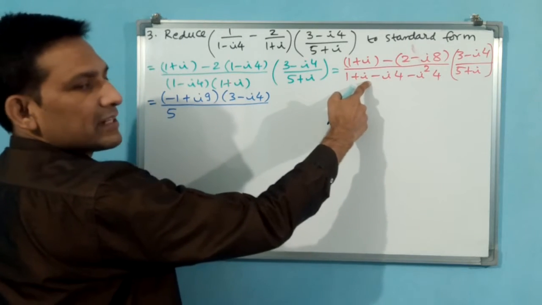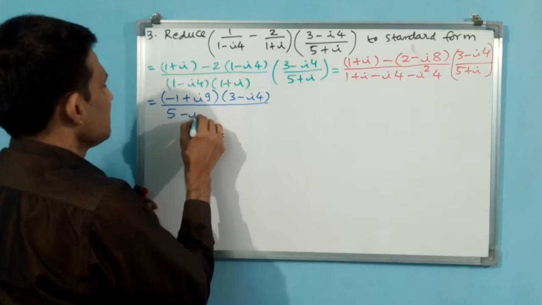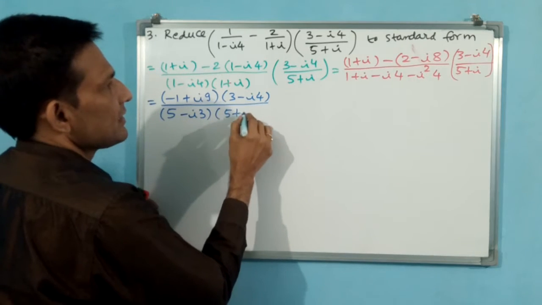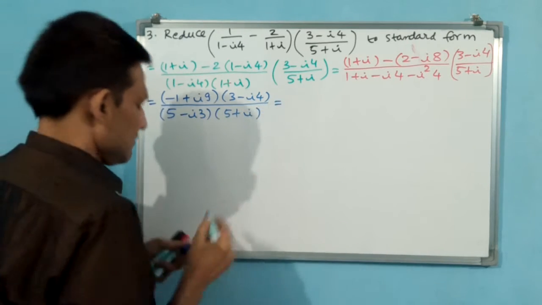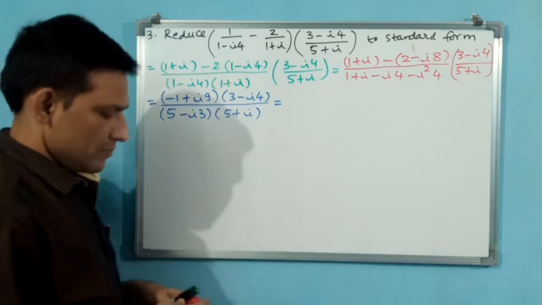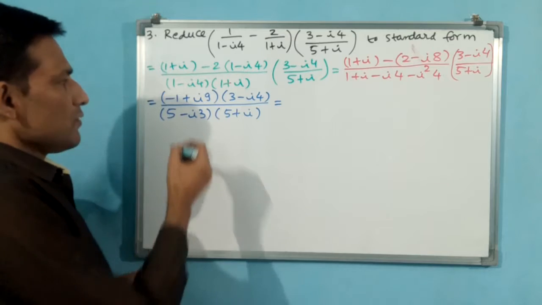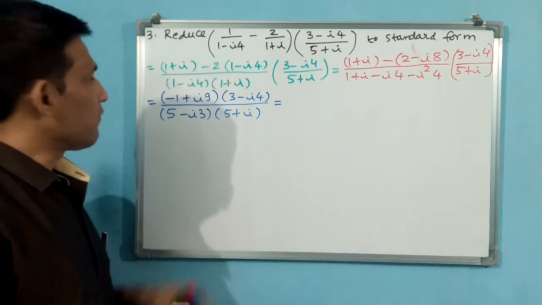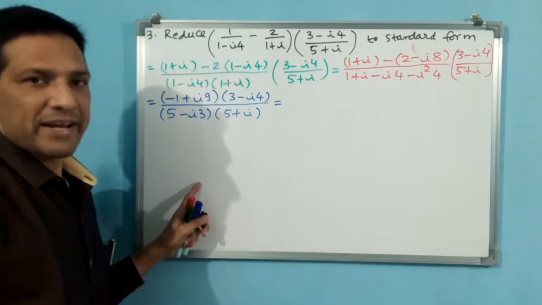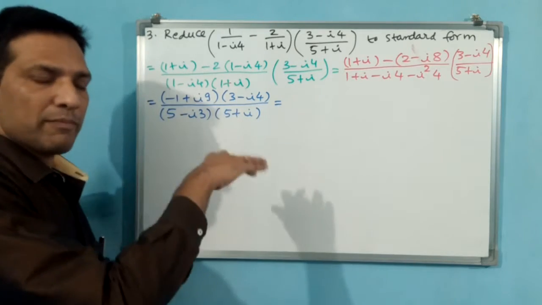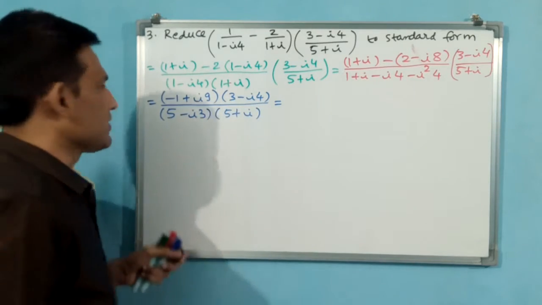Minus 4 plus I, minus 3. Okay, this one is 5 plus I. Now both have to do multiplication. Now 4 numbers have come, but in proper form it has come. Multiply, one number will come. Multiply, another number will come. Top numerator one number, denominator one number is going to come.